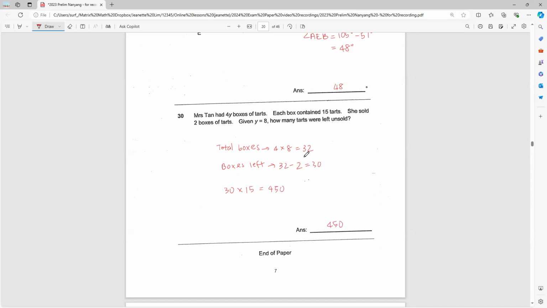If you had taken 32 times 15 first, not wrong. It's just that you have to work with big numbers. And then after that, you have to take 15 times 2 to minus off, right? So you're working with bigger numbers if you do it that way. Do it this way, you only deal with the big numbers at the end. And it's actually 30, so not difficult to multiply. All right, so this is the end of Nanyang Prelim Paper 2023, Paper 1.